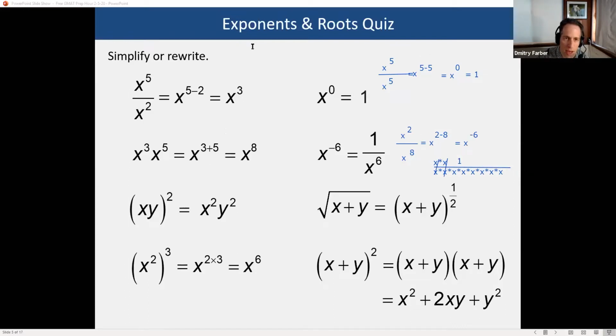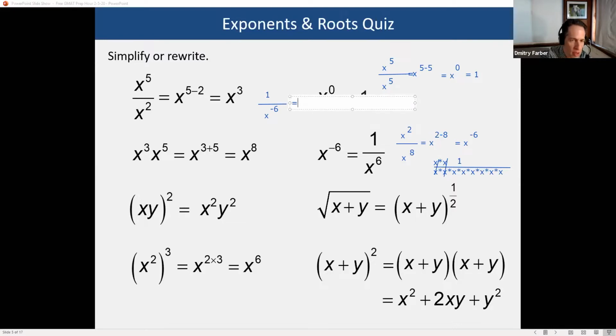What happens if I have something like 1 over x to the negative 6? What do I do with that? Yeah, it flips to the top. Yeah, x to the positive 6, exactly.